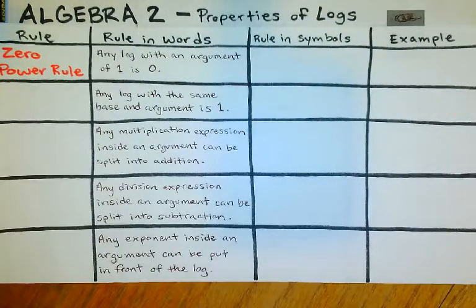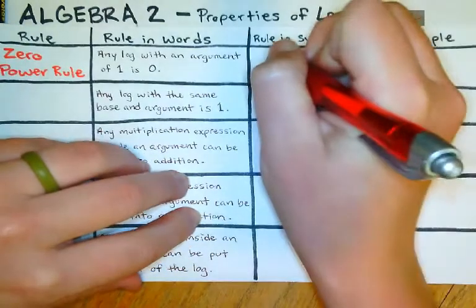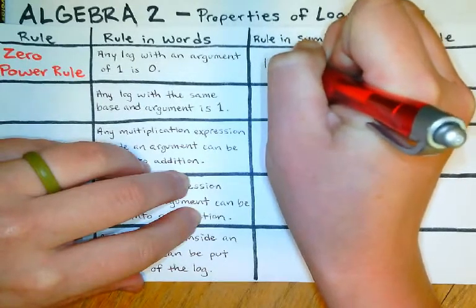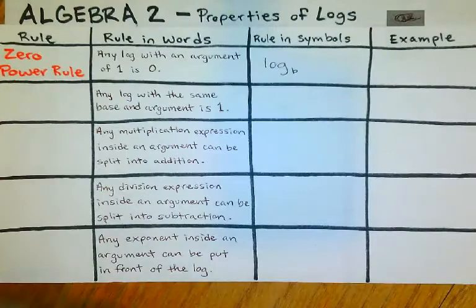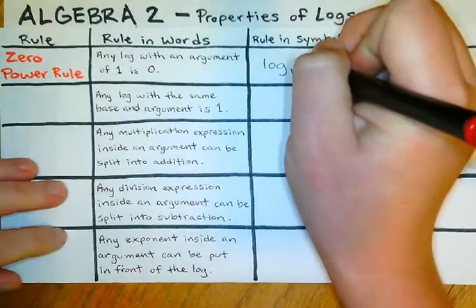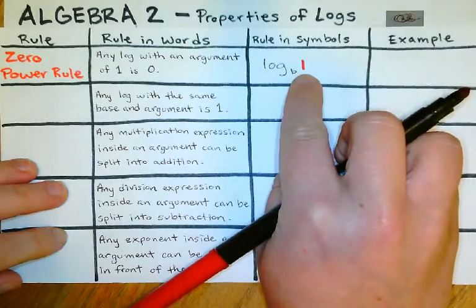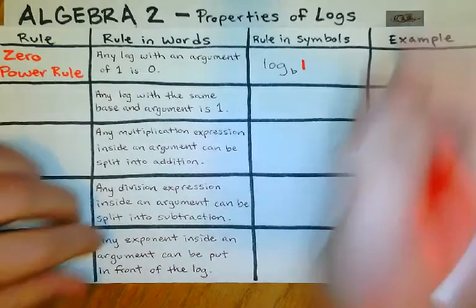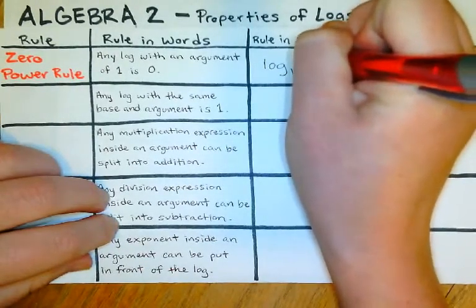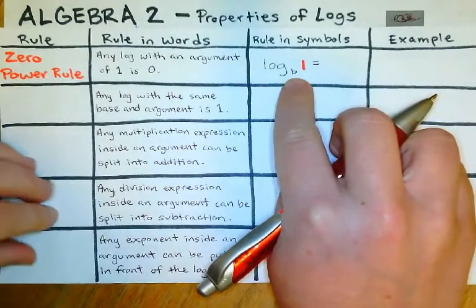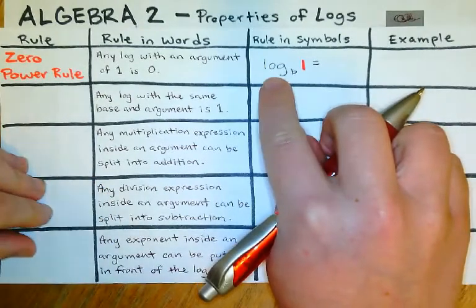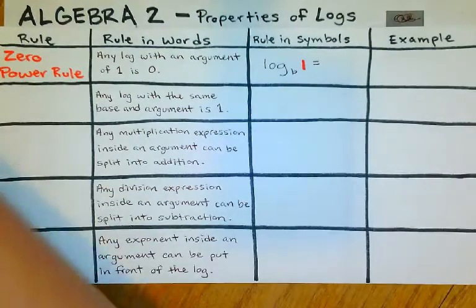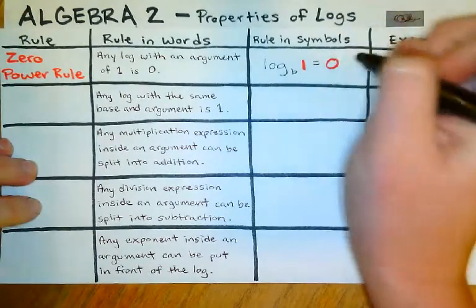Let's say I've got log with a base of, I'll just say b for base. And we're going to say the argument is 1. Remember, the argument is right there up above your base of the log. Anytime, it doesn't matter what your base is, if you have a log and your argument, this number right here, is 1, it's always going to be equal to 0.